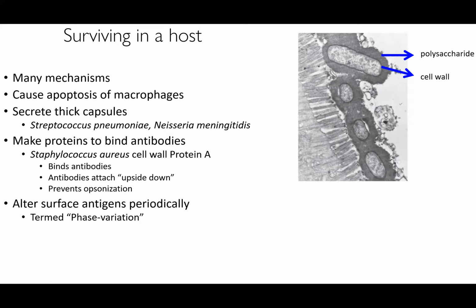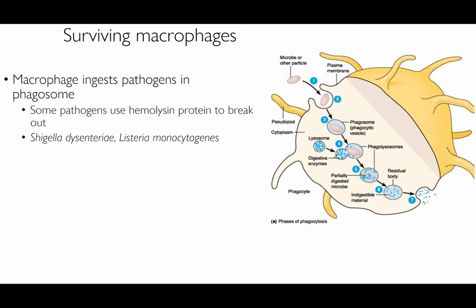And then in addition, the final thing they can do is alter the surface antigens periodically. They do this thing called phase variation, where they change the outer proteins on their cell, making them harder to detect by your immune system. So one of the important things they need to do is survive macrophages.